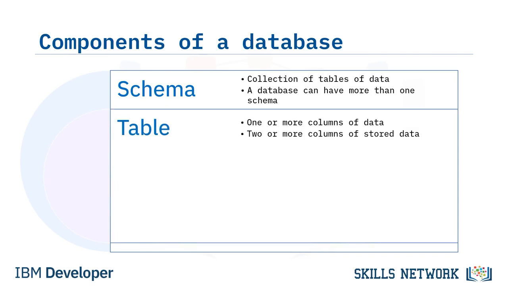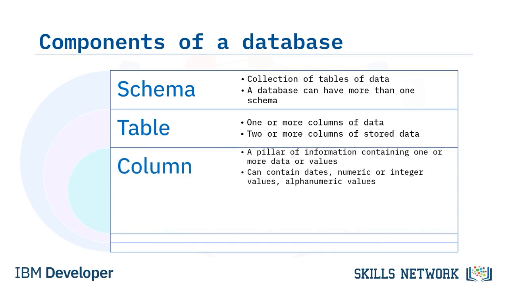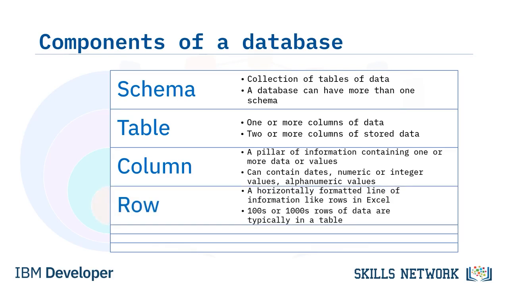A table is one or more columns of data, like in an Excel spreadsheet. A table can have two or more columns depending on the type of stored data. A column is a pillar of information containing one or more data values, including dates, numeric or integer values, and alphanumeric values. And a row is horizontally formatted information, like rows in an Excel spreadsheet. Typically, there may be hundreds or thousands of rows of data in a table.